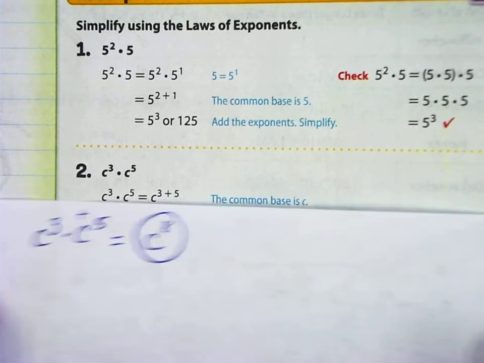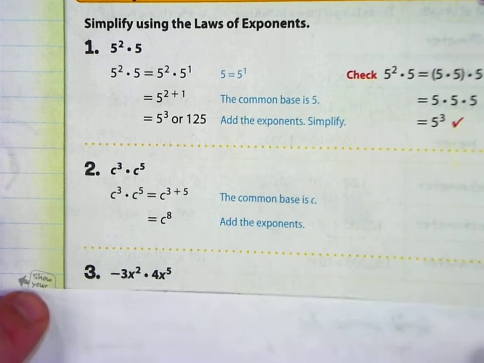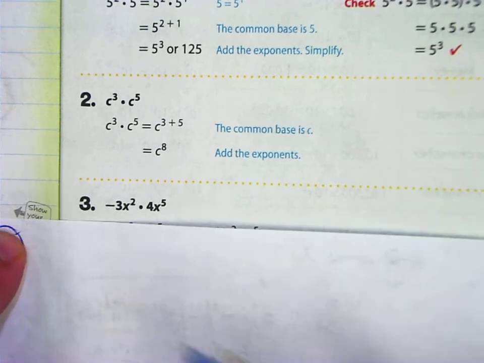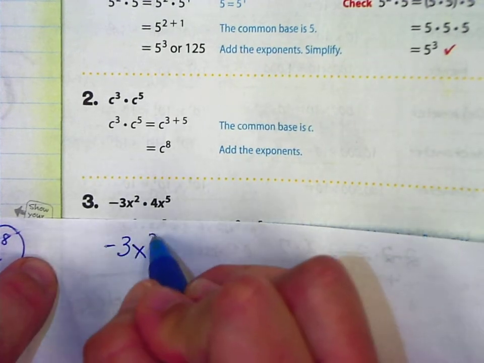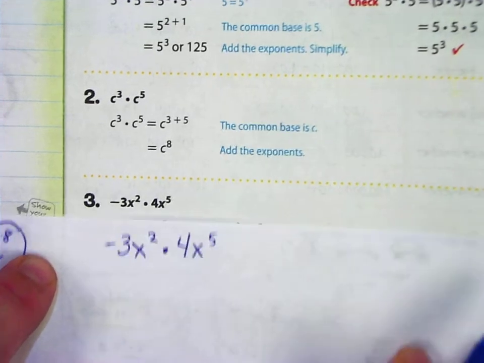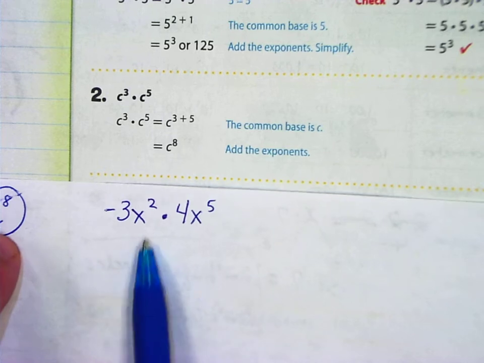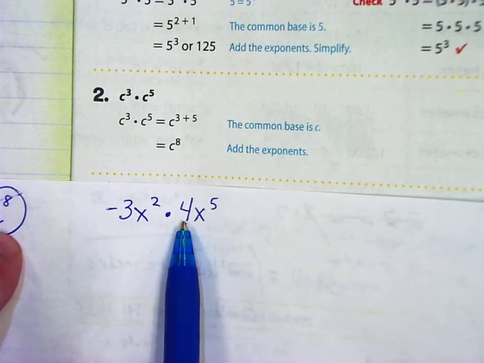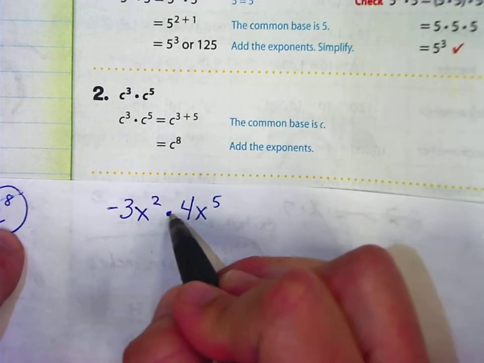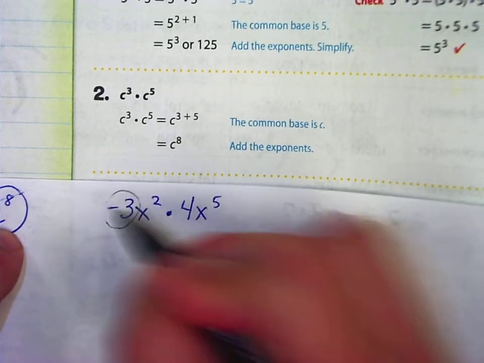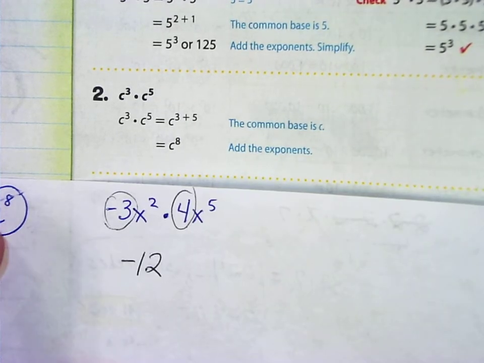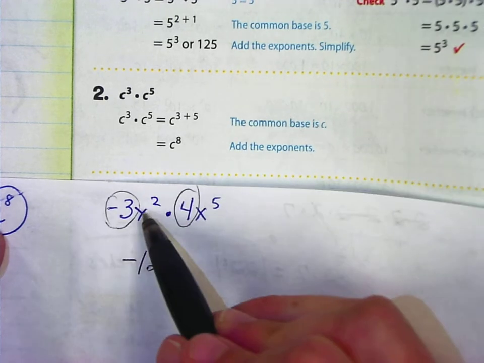Okay, let's try one where maybe some of the bases are not the same. Okay, so we have negative 3x squared times 4x to the 5th. So we have a multiplying problem. Let's take a look at the negative 3 and 4. These two are not the same base. So what we do with this, because it's a multiplying problem, is just multiply negative 3 times 4. That's negative 12. Now, let's look at your variables.